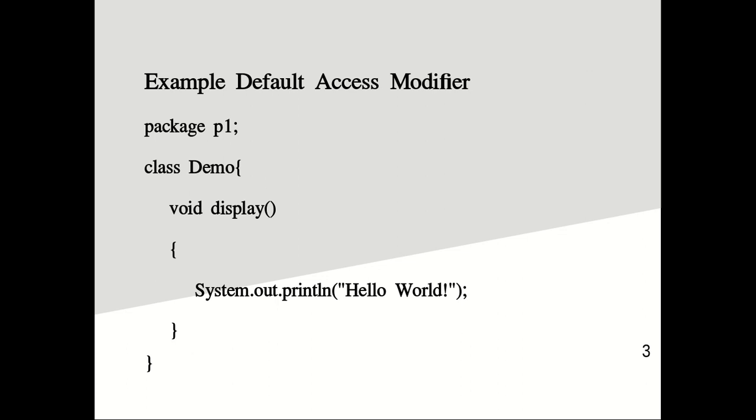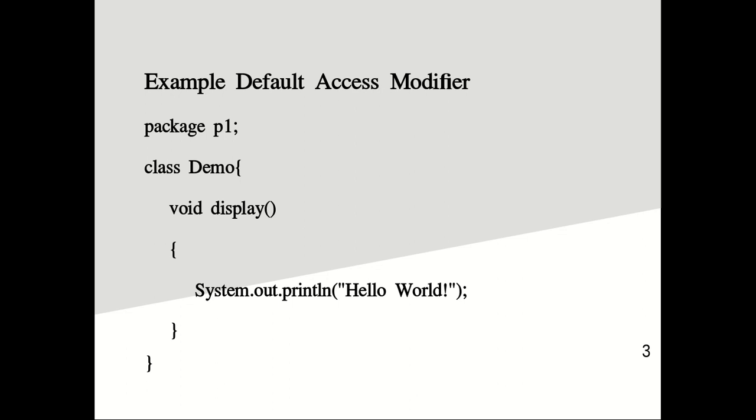So here is an example with the default access specifier. Here we use the package statement to define the package P1. Package is a keyword and the name of the package is P1, and then we define the class demo without any specifier. That means the class demo is accessible within that P1 package only, because we do not specify any access modifier for the demo class. Within that class we specify the method void display. It is also defined with the default specifier, so it is accessible within the package only.